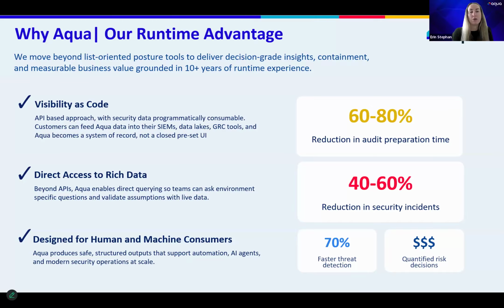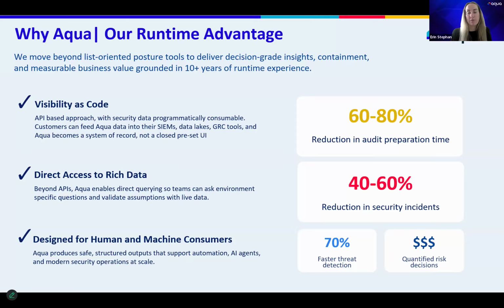It's not just another thing that we're pushing out, but these three unique differentiators. First, visibility as code. We're taking an API-based approach to what we're showing so that this data is programmatically consumable, not just for you yourself, but also for AI tools. What we're able to do is take this information and feed it directly into the tools that you're already using today: your SIEM tools, your data lakes, your GRC tools. We're becoming a system of record, not a closed-set UI, right? We understand Aqua is one of perhaps many security solutions that you're using. This information needs to feed into what you have already built within your organization.